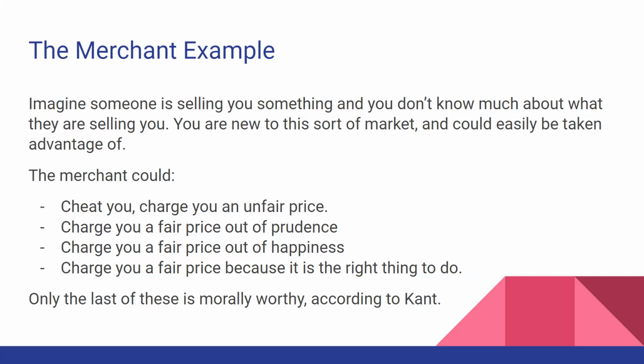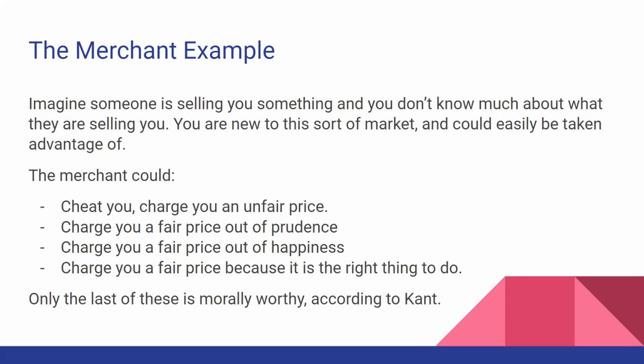First, he could charge you a fair price out of prudence, out of prudential reasoning. He could be thinking, well, look, if I don't charge this guy the right price, then he might end up telling his friends, and then his friends aren't going to come to me to buy this thing, say it's a car or something, because they know that I might cheat them. So he's thinking, I'll give him a fair price because I don't want my business to dry up. Well, that's to do the right thing, but in a sense, it seems like it's not to do it for the right reason on Kant's view.